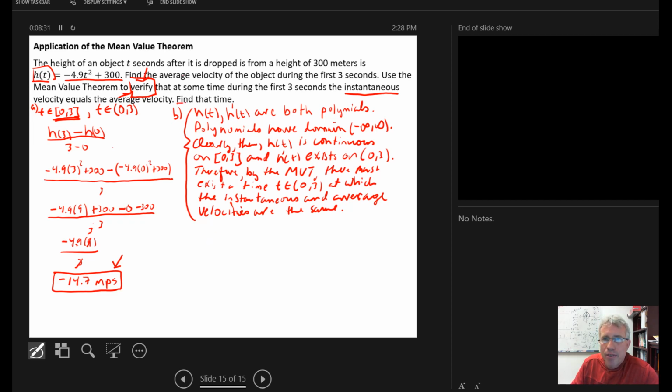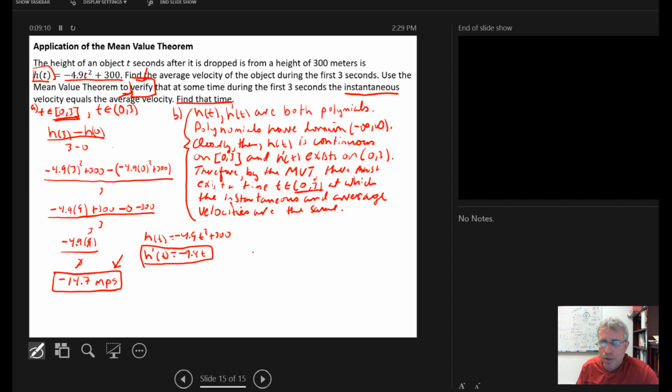So once we verified that the time exists, that there is a time on the interval from 0 to 3 at which the instantaneous velocity matches the average, now we just need to find that time. And what we want to recognize is that here's our height function. Our height is negative 4.9 t squared plus 300. The derivative tells us the instantaneous rate of change of the function h. So the derivative h prime is going to be, bring the 2 down, we're going to get negative 9.8 times time plus the derivative of 300 is 0. This is the derivative, or instantaneous rate of change.